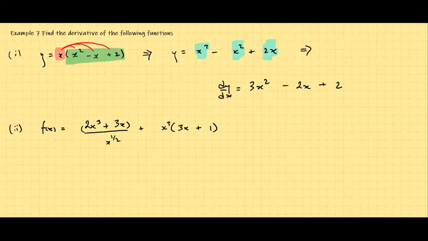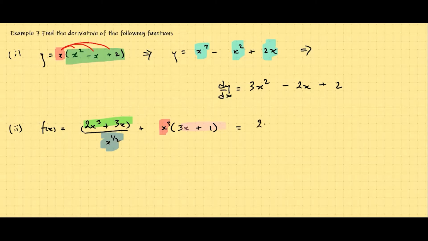Good. So let's look at part 2 of this example. Again, we've got a similar sort of issue with this problem, which is, so far I've got a function on top and a function at the bottom, and I don't really know how to handle things like that, right? So I'm going to have to somehow express this in a form where I've got functions that are actually added up. Much like I did in part 1 of this example.